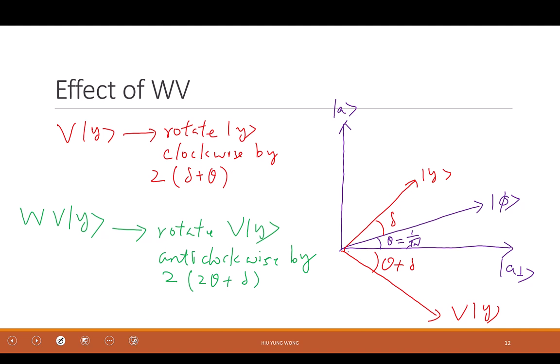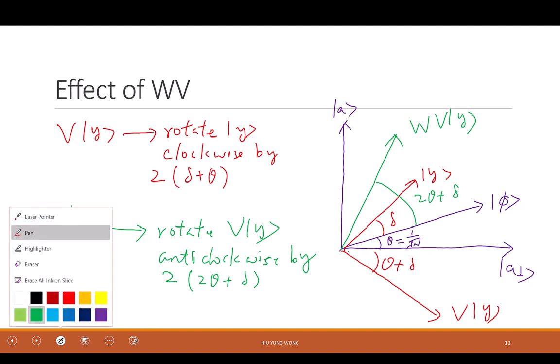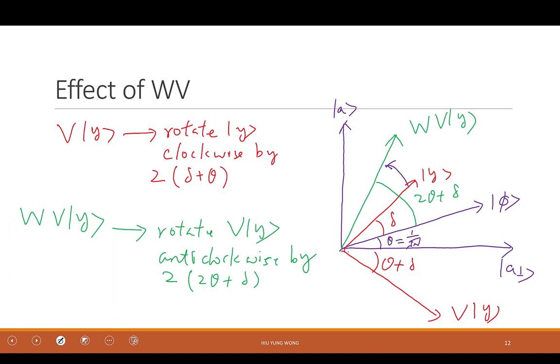So what is the effect? This becomes WVy. And you just told me that this one is 2 theta plus delta, right? So how much did I rotate y in this case? 2 theta. Yeah? Because I was delta from the phi, now it becomes 2 theta plus delta, right? So no matter what y you have, eventually it just rotated by 2 theta clockwise. So this is important.